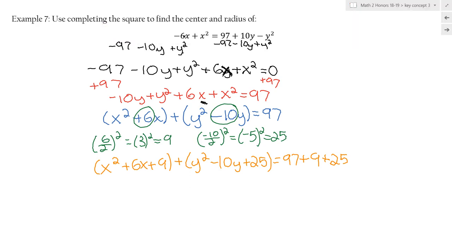Rewriting our perfect square trinomials as squared. I have x, this is a positive 3 here. Y, this is a minus 5 squared here. And then we get 131. Probably want that to be 121, but that's okay.